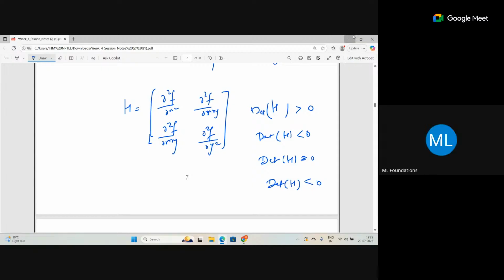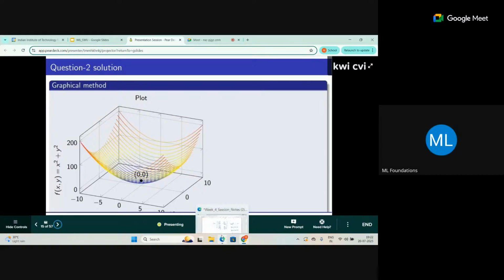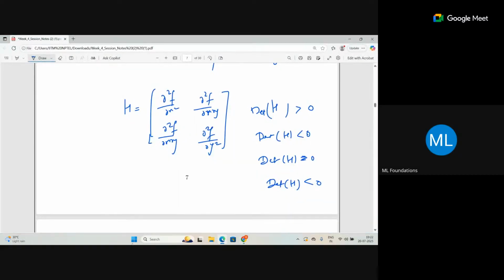It's fine. So if I go with that, this condition is minima. This is maxima. This is indefinite or inconclusive. Saddle point, right? This is saddle point.